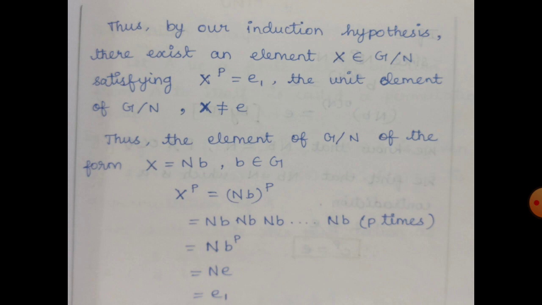Thus, the element of G/N is of the form X = Nb, where b belongs to G. For these, we take the power p: X^p = (Nb)^p, that is Nb multiplied p times. So N·b^p, because Na·Nb = N·ab, you know that. Therefore, N·b^p, and b^p is E, so N·E is equal to E1. So X^p is equal to E1.